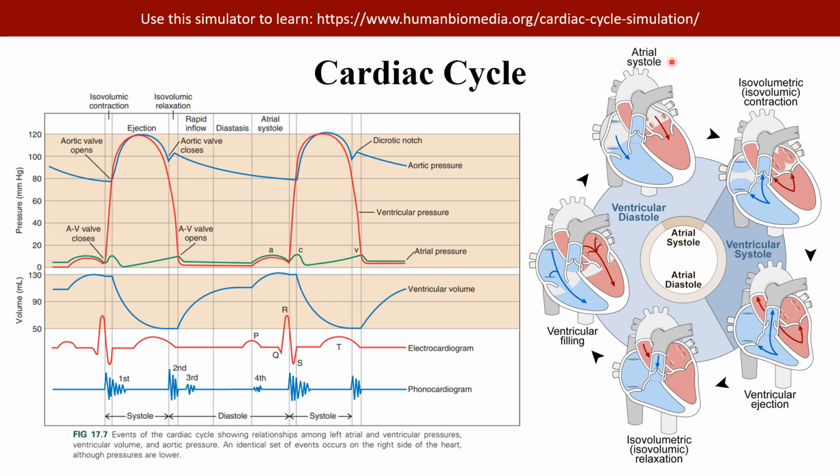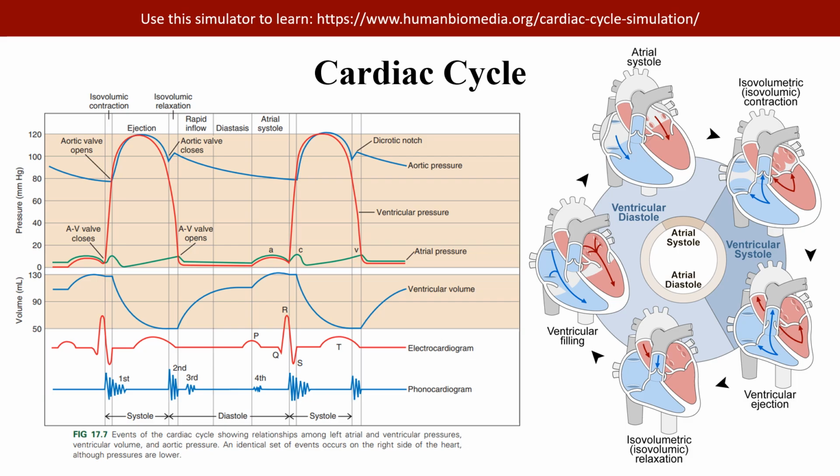5. Atrial contraction, atrial systole. This phase involves the active contraction of the atria, pushing the remaining blood into the ventricles. Atrial contraction increases atrial pressure, causing additional blood to flow into the ventricles, ensuring they are fully filled before the next ventricular contraction. Atrial systole completes the ventricular filling process, contributing about 20 to 30% of the total ventricular volume in a healthy heart. The cardiac cycle then repeats with another isovolumic contraction phase.